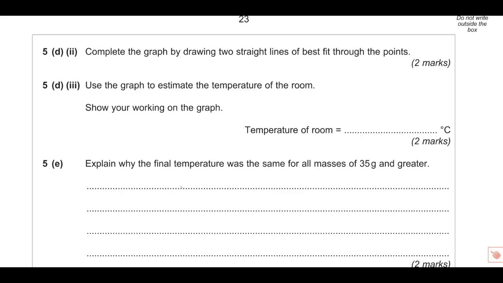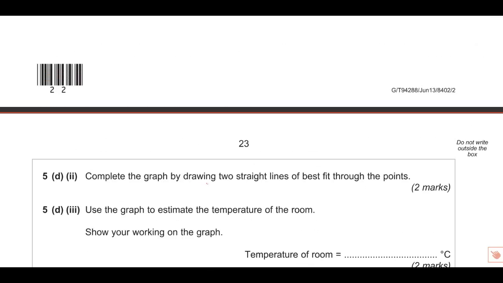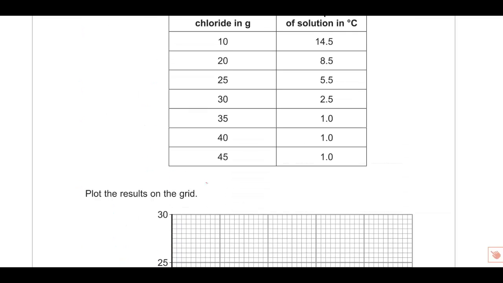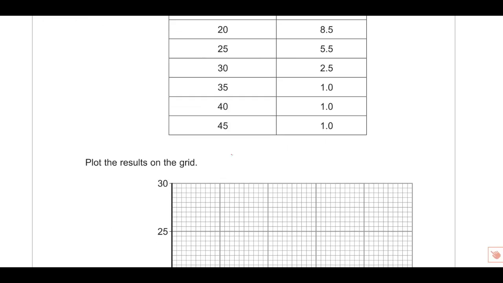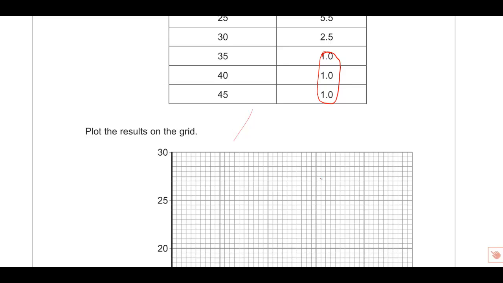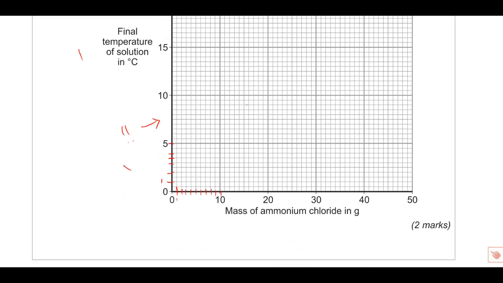Now this isn't going to really work if I haven't drawn the graph here. Use the graph to estimate the temperature of the room. Complete the graph by drawing 2 straight lines of best fit through the points. So we've got the results there. Obviously we get to a point here where we have a plateau occurring. So we would expect to see, if I can probably just make this up, it's going to go down, and then it's just going to hit a sort of plateau. Not exactly at these points, that's just a really poorly drawn graph.